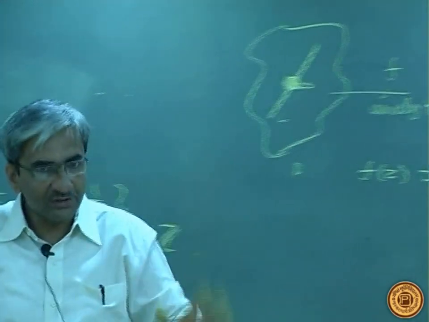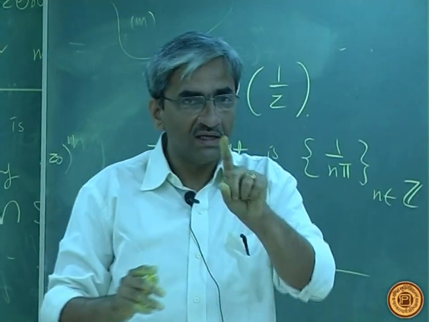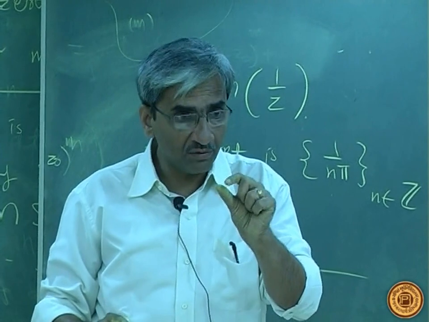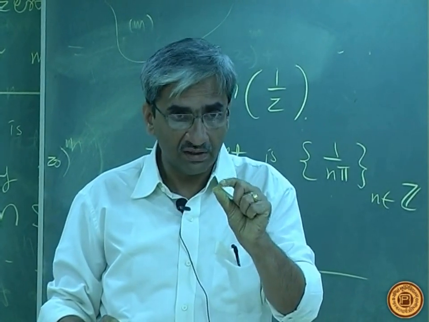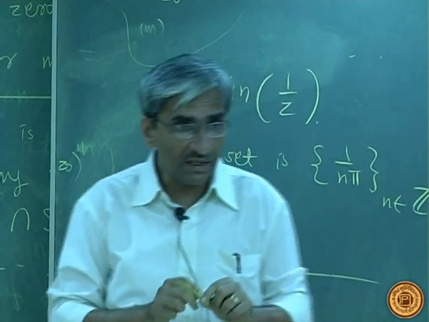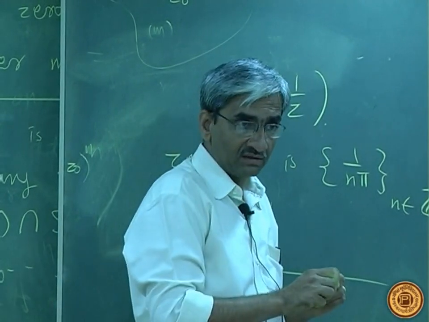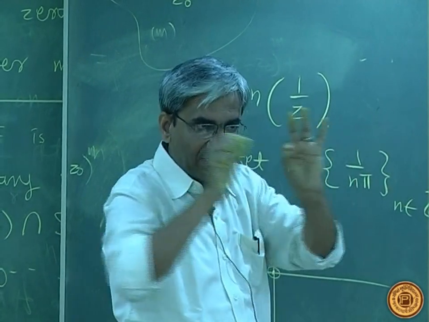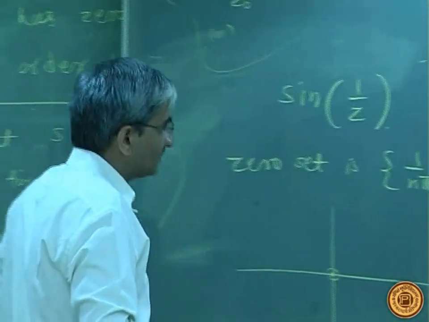So if you take a non-zero analytic function, non-zero means it is not 0 throughout any neighborhood. There is no neighborhood throughout which it is 0. So in that case, the zero set must be discrete, that is, isolated points. That must be the case.